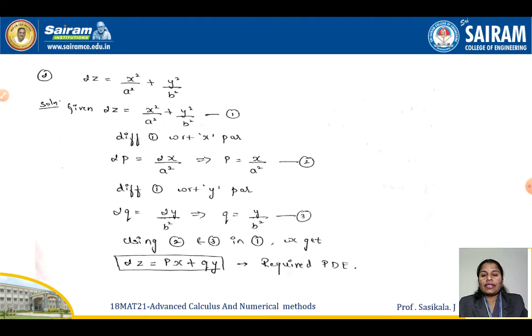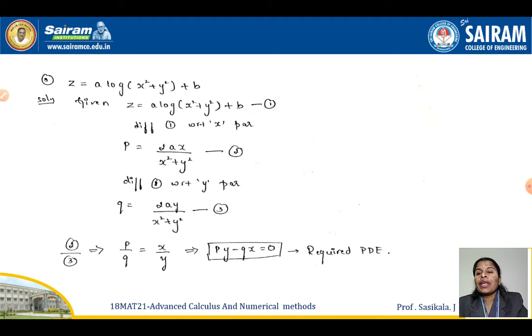That's all, right? Now the third one: z is equal to a into log of (x square plus y square) plus b. You will do the first differentiation itself, and b will be eliminated.